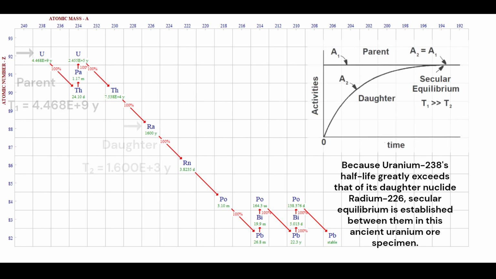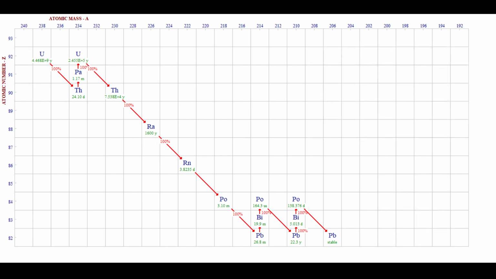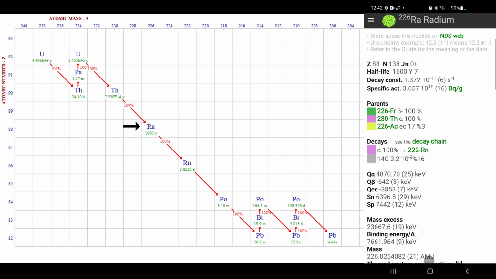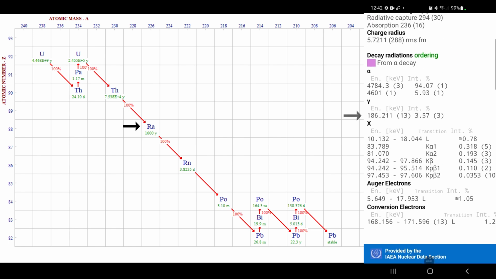Because uranium-238's half-life greatly exceeds that of its daughter nuclide radium-226, secular equilibrium is established between them in this ancient uranium ore specimen. Among the radionuclides in the decay series, radium-226 is also a gamma emitter, characterized by a 186 kilo-electron-volts gamma ray emission, albeit at a low intensity, less than 4%.